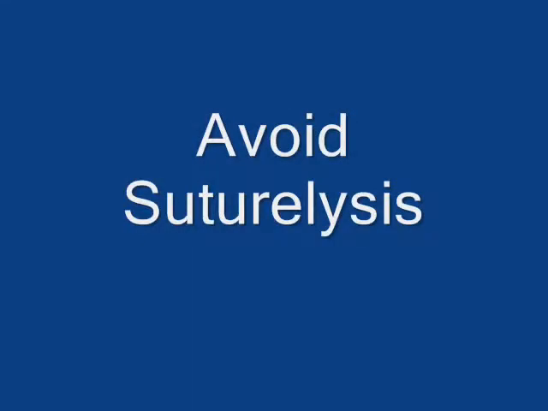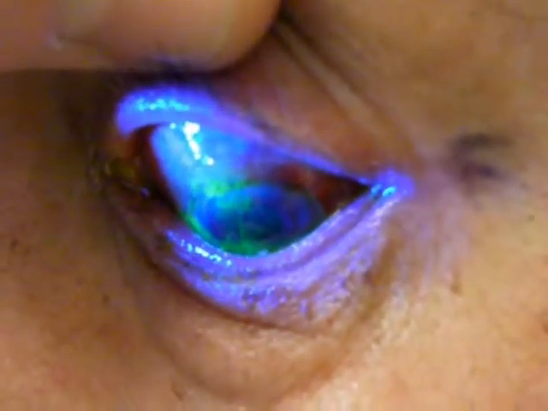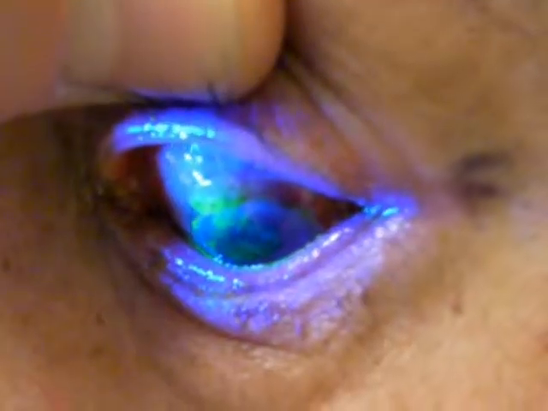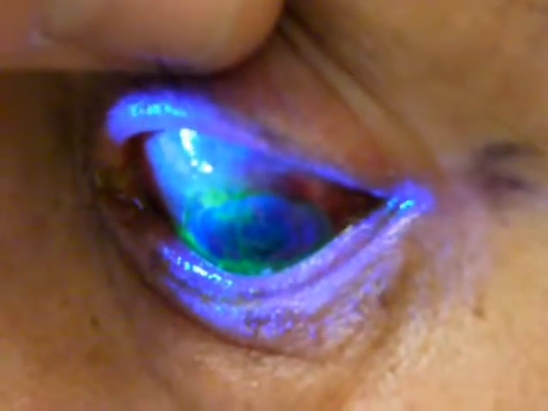I will avoid suture lysis when the eye is Seidel positive with pressure or if there's minimal conjunctival resistance that could lead to hypotony. Prior to suture lysis, I will always check for Seidel positive with digital pressure. Here, digital pressure shows an eye that is Seidel negative without pressure, but Seidel positive with digital pressure. One should avoid suture lysis until the eye is Seidel negative with digital pressure.